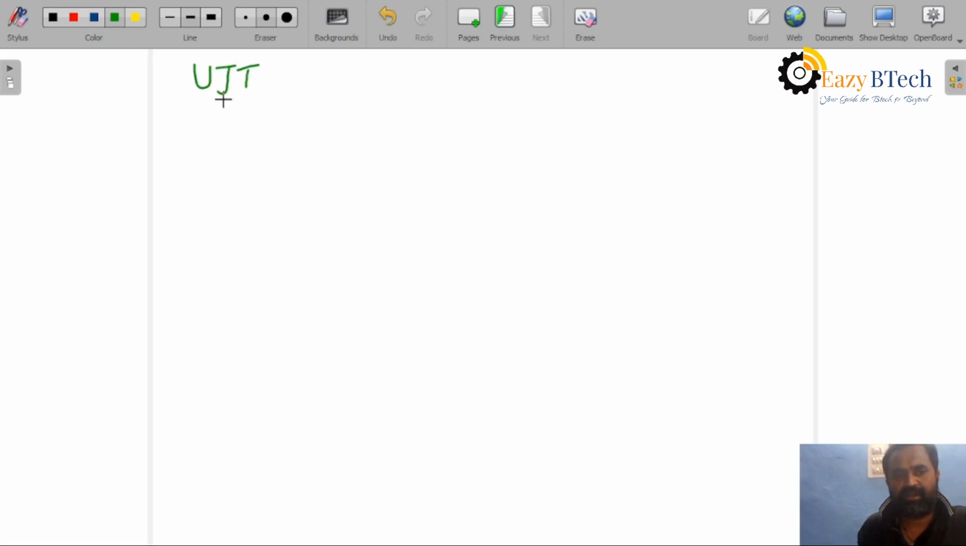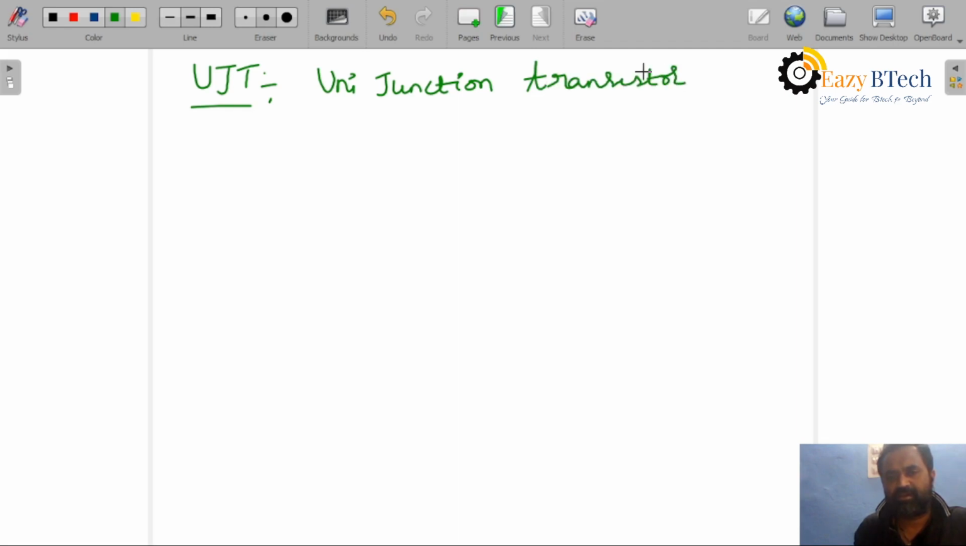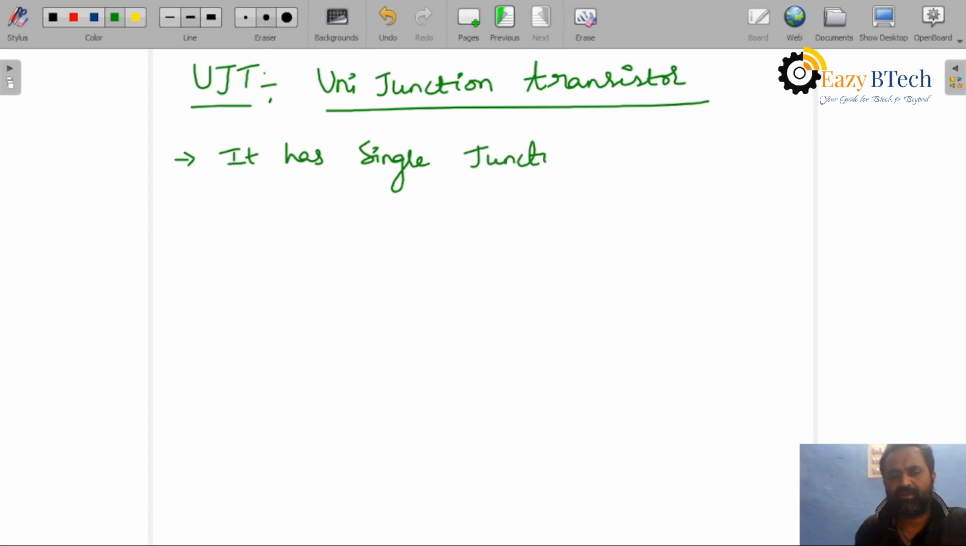UJT stands for uni junction transistor. Uni means single. Okay. In this uni junction transistor, it has a single junction and three layers or three leads.